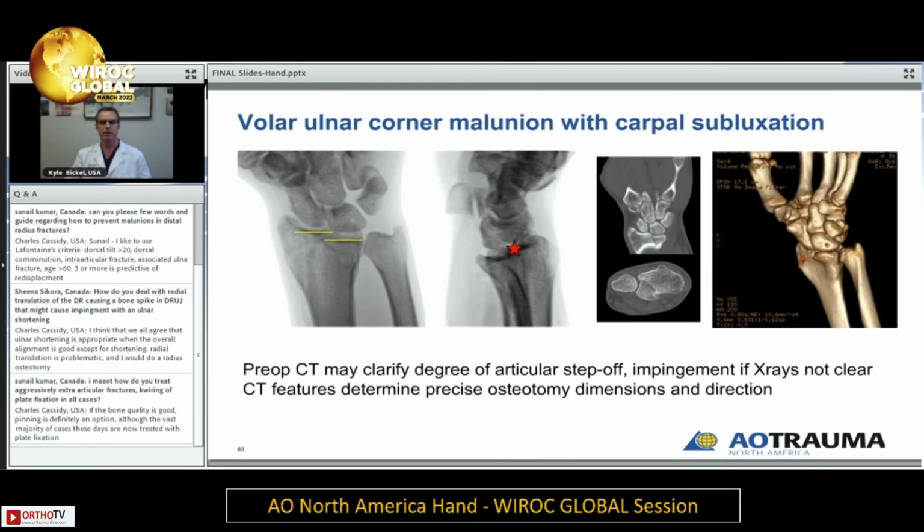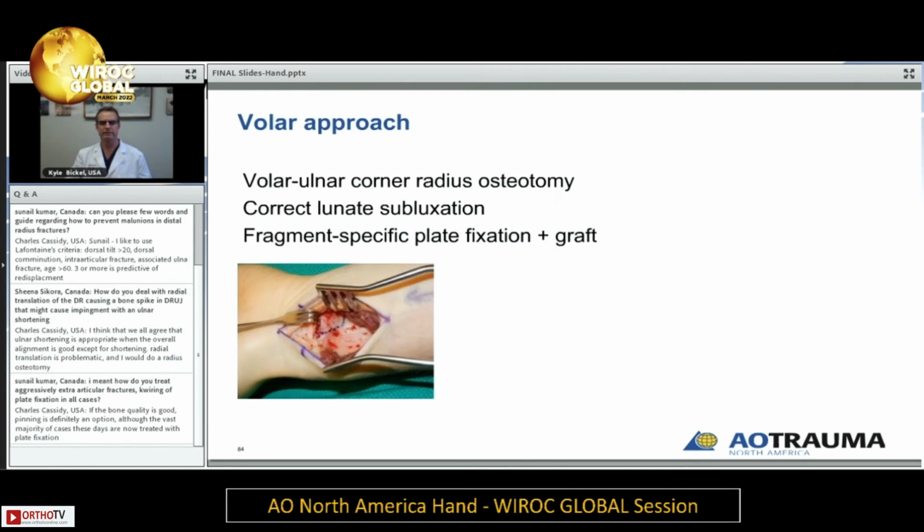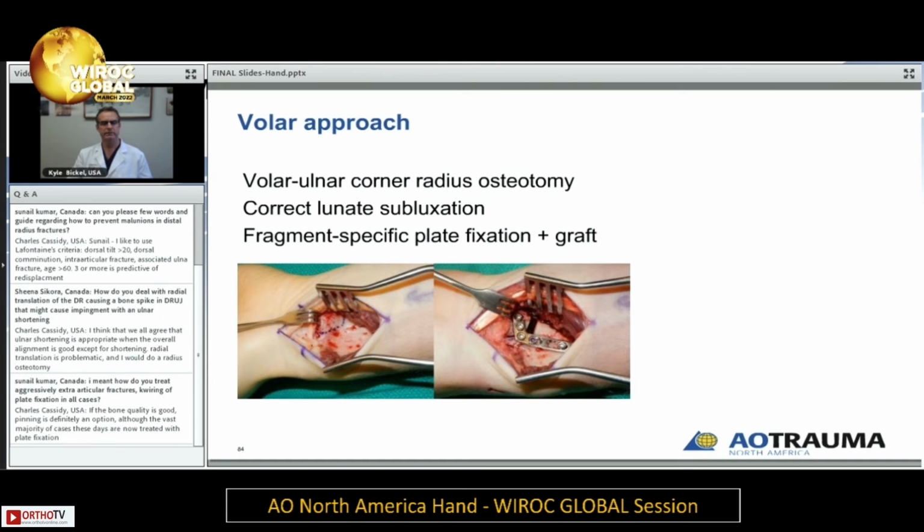that gives us a much better ability to direct our osteotomy, which here came into the distal radioulnar joint and not simply going dorsovolarly to mobilize that fragment. Here we see the same patient, the volar approach, same exposure. It does not have to be as extensile because we're really only dealing with that one corner. We can correct the lunate subluxation and use fragment-specific plating.